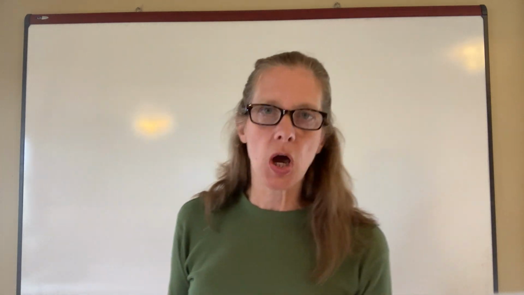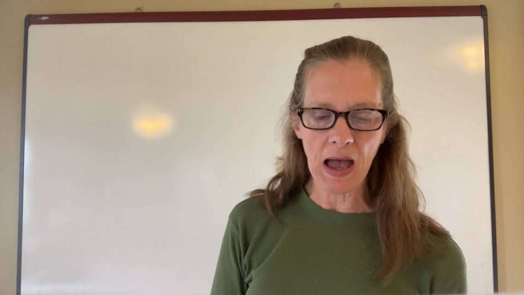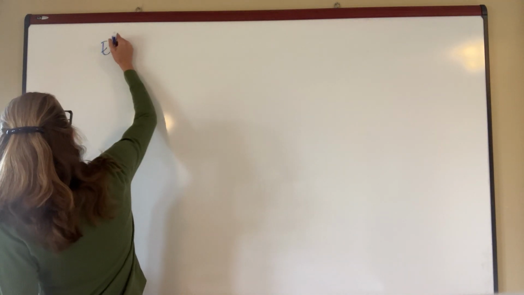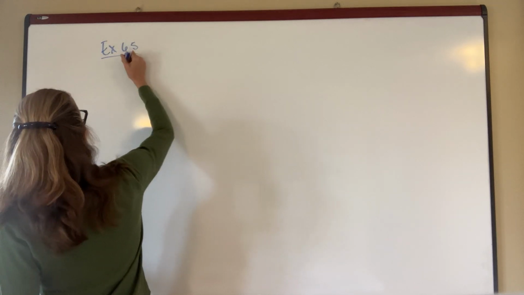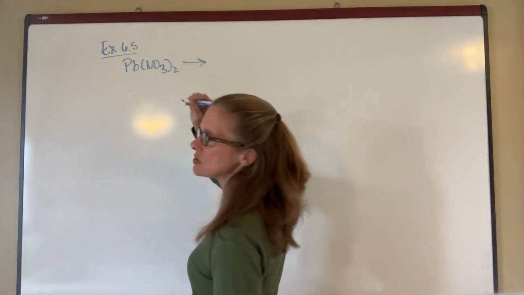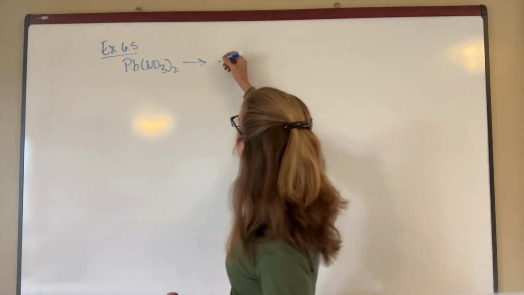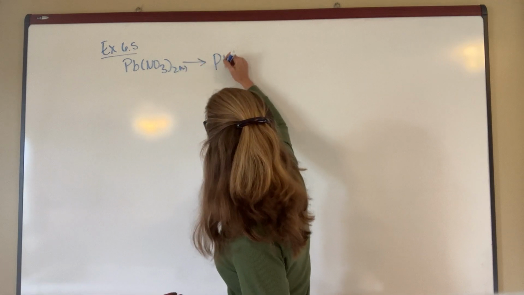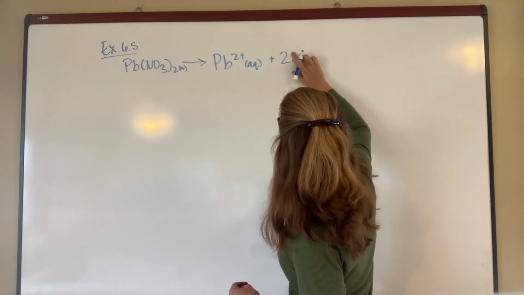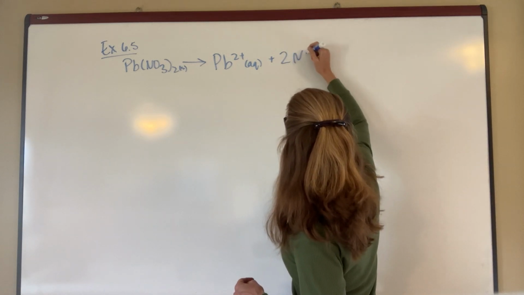All right. So if we look at example 6.5, we've got a solution of lead nitrate, and nitrate compounds are very, very soluble. And so if I have a lead nitrate solution, let's get the example number up here, example 6.5. So I have a lead nitrate solution, and all of it is going to dissolve. I just need a single-headed arrow. So I'm going to end up with lead ions, and I'm going to have, whoops, I wrote that backwards, nitrate ions.